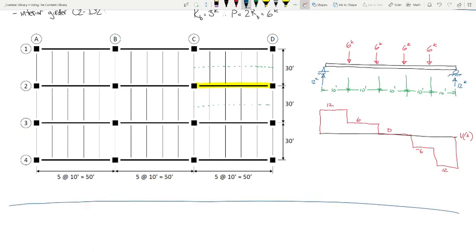Let me stop for a sec. Does this make sense? So what if we did that girder? What if we did B4C4? What would happen? It'd be 3 kips, not 6, because it's one on the edge. It's only seeing half of it, right? Make sense? Okay.